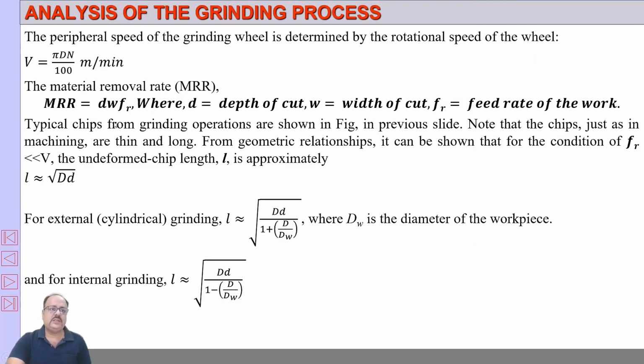So the speed of grinding wheel is equal to the peripheral speed, or Vs, is equal to pi dn by 1000, where d is the diameter of the grinding wheel and n is the RPM with which it is rotating. So material removal rate already we have discussed, and it can be shown that if Fr is very less than the speed, L is equal to d into d. This is for cylindrical grinding, and this is for surface grinding, and these are for cylindrical grinding. These two expressions are for external cylindrical grinding and internal cylindrical grinding.